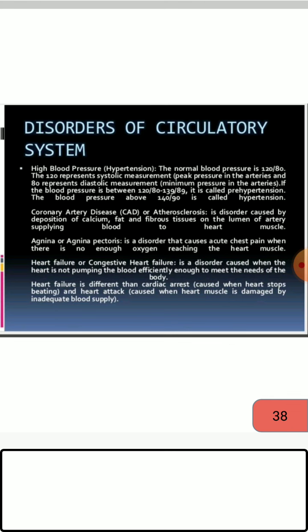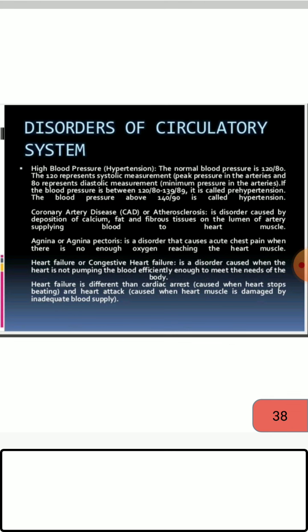Here the 120 represents the systolic measurement. Systolic measurement means peak pressure in the arteries. Okay, that is the systolic. And 80 represents the diastolic measurement. It means minimum pressure in the arteries. That is the systolic and diastolic pressure.